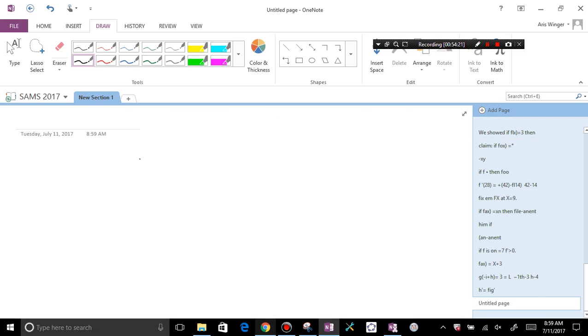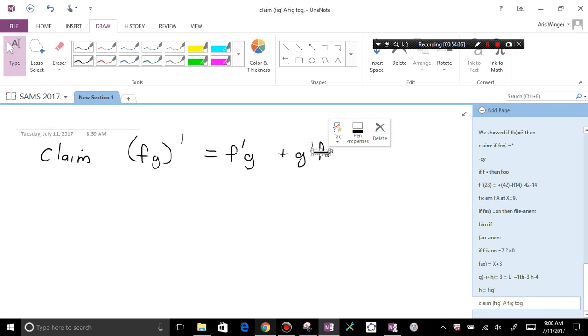All right, so claim. The derivative of f times g is f prime g plus g prime f. I'm going to do this one, and then we're going to do a quotient rule, and I'm going to give the proof of that one for a ton of extra credit. That's going to be fun.